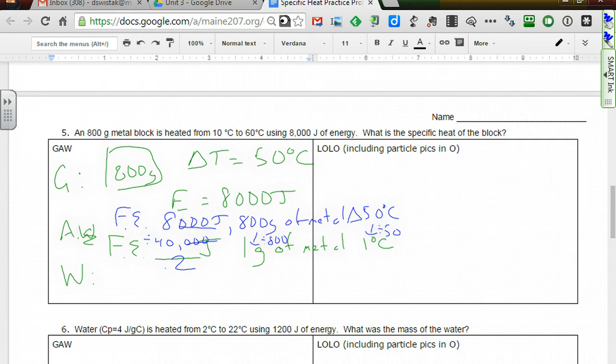My LOLOL would look exactly the same as the last one, because again, all I did was take a solid and heat it up. So you can figure out the middle part just by looking at that last problem that we did.